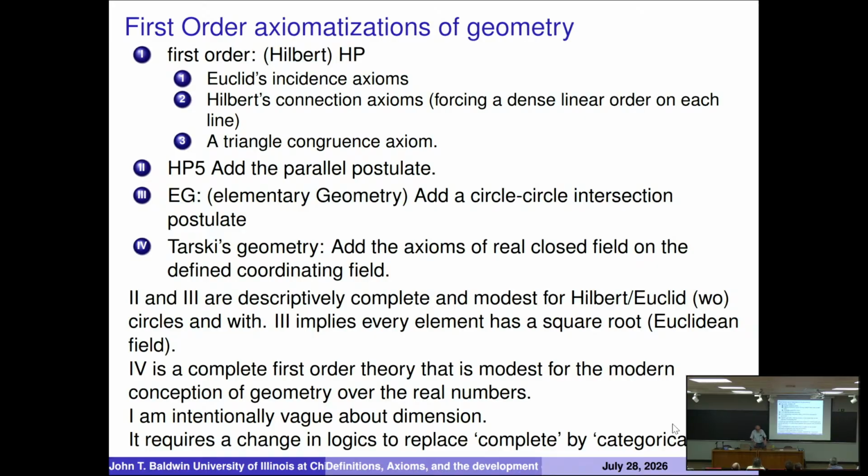So here, yeah, this is what I wanted to say a minute ago. What you have is the incidence axioms that I mentioned last time, and the connection axioms, which guarantee that the lines are dense linear orders. Some sort of triangle congruence axiom. You can use SAS, SSS, ASA, I guess, is right. Any one of those works.